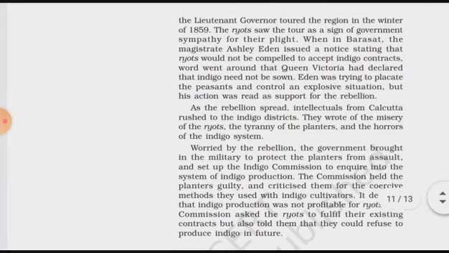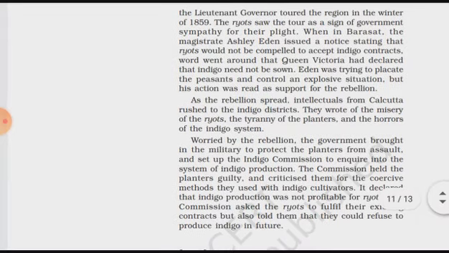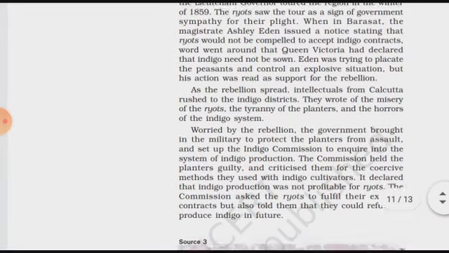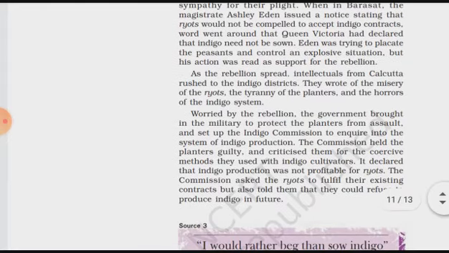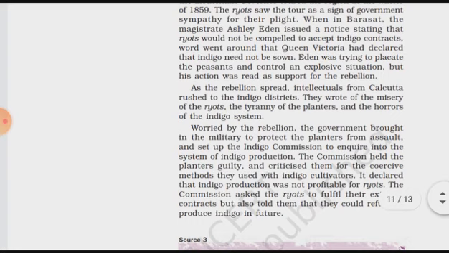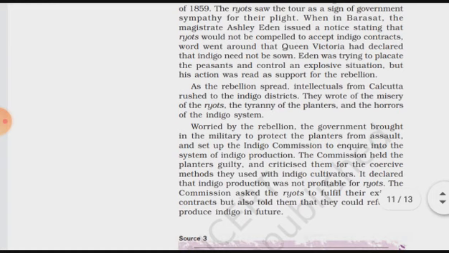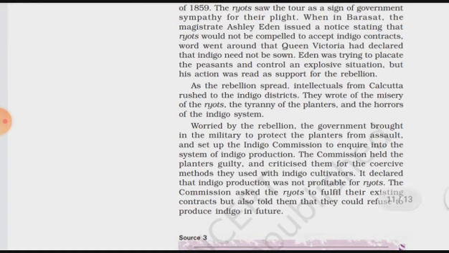Then Eden was trying to placate the peasants and control an explosive situation, but his action was read as support for the rebellion. As Eden, the magistrate at the time, tried to placate the peasants and control the anger of the peasants, and the explosive situation in these places, he tried to just control it.